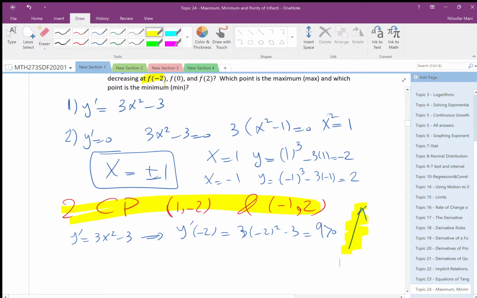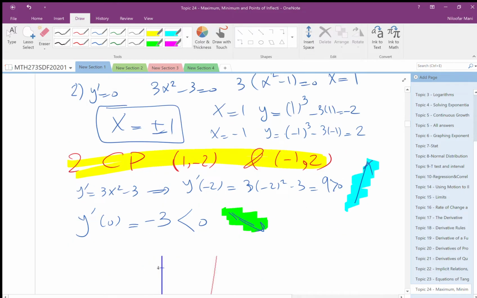Or I change the color maybe to link them together. So I do this. Okay, so increasing. If you do it with just this arrow, or if you write increasing, I accept. For the other one, y prime at 0 is minus 3, which is negative. So it's decreasing. I can link them this way.